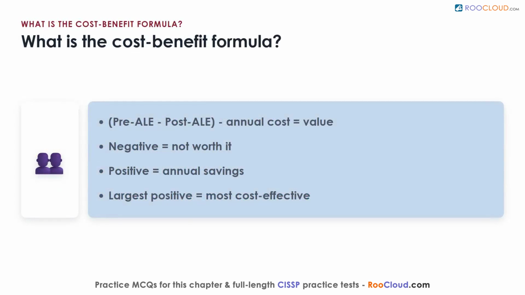What is the actual cost-benefit formula? It is refreshingly simple. Take the pre-safeguard annual loss expectancy, subtract the post-safeguard annual loss expectancy, then subtract the annual cost of the safeguard. The result is the value of that safeguard to the organization. If it is negative, the safeguard costs more than it saves and is not financially responsible. If it is positive, that number is your annual savings.